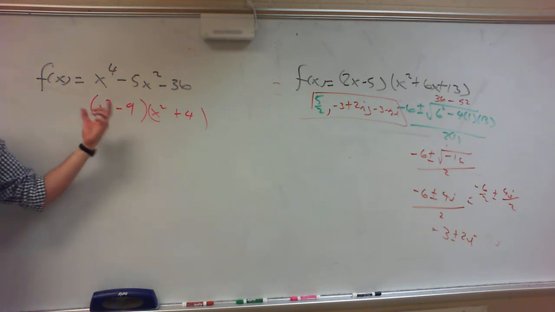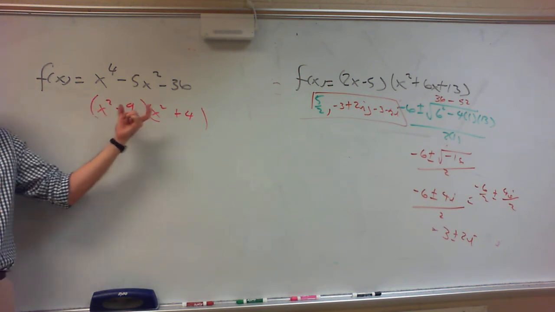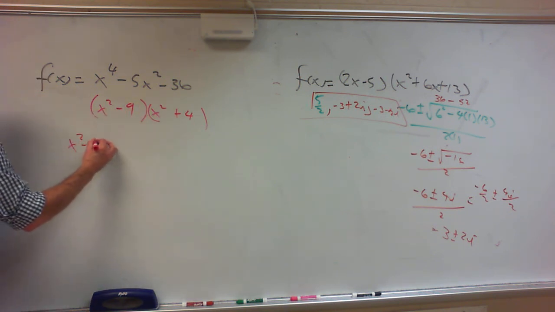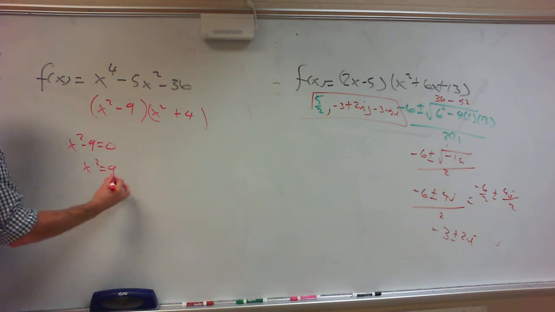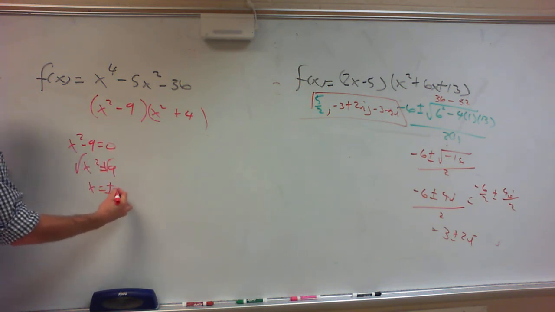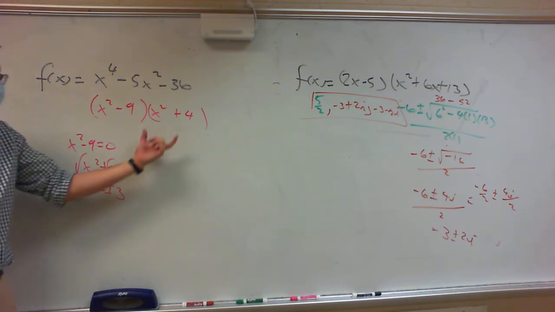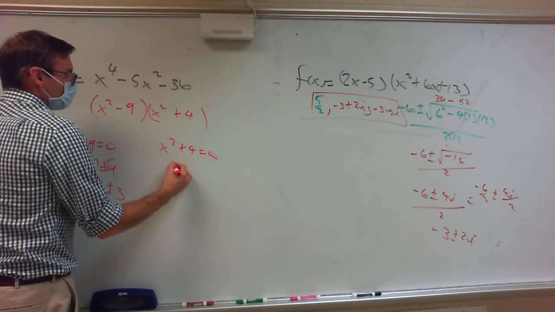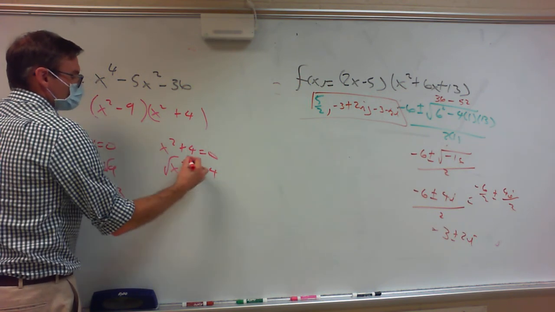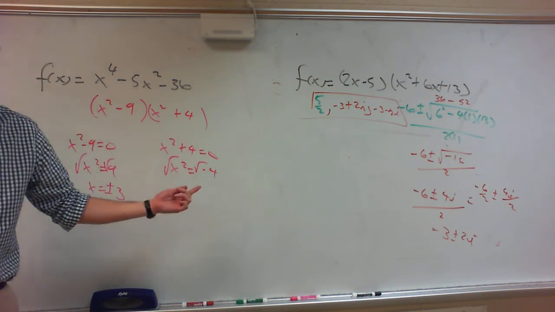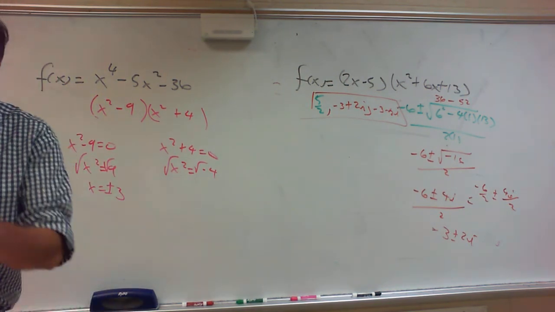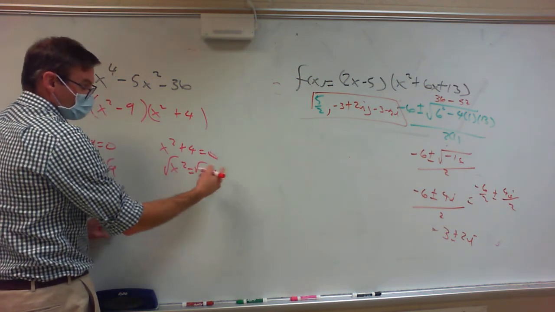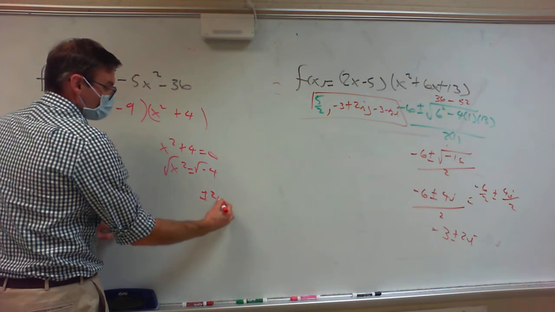If I want to find zeros, I want to set this thing equal to 0, and I want to set this thing equal to 0. If I set this one equal to 0, that's x squared minus 9 equal to 0, x squared is equal to 9, take the square root, I get plus or minus 3. If I set this thing equal to 0, x squared plus 4 equals 0, so x squared is equal to negative 4. Take the square root of both sides. What are we going to get? 2i, because the square root of 4 is 2. And since it's the square root of a negative, I'll have plus or minus 2i.